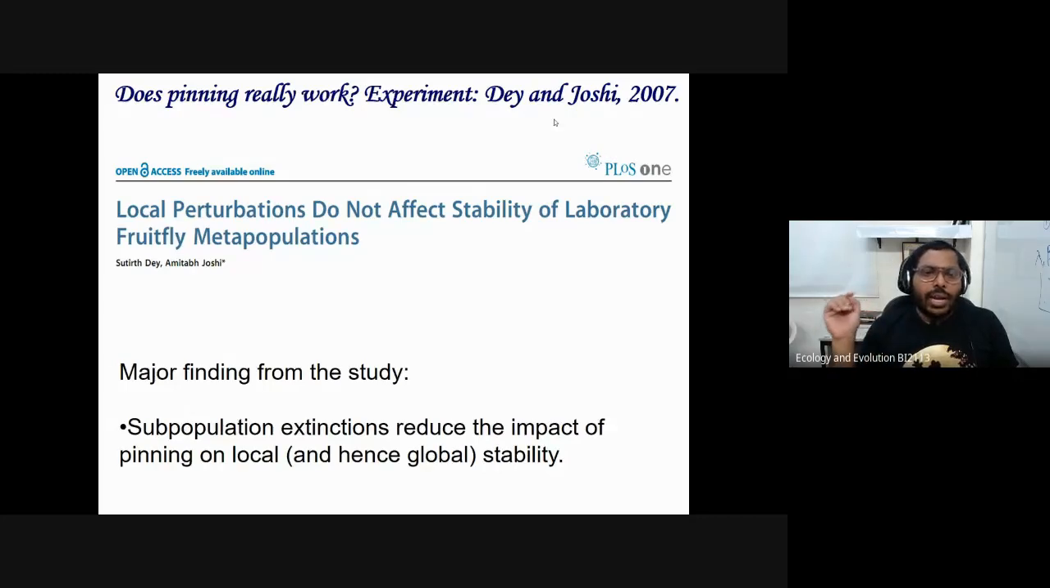And we ended up seeing that, as the title says, it didn't really work, although all simulations suggested that it should. And we found out that the reason it is not working is because of the extinctions. Extinctions of local populations is something that you just cannot avoid in almost any spatially structured population, and that completely kills the way pinning works.